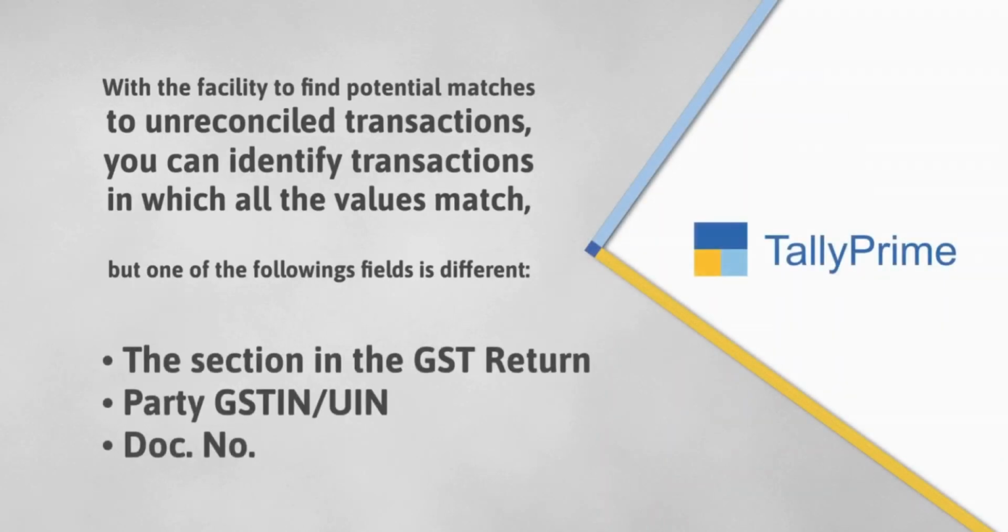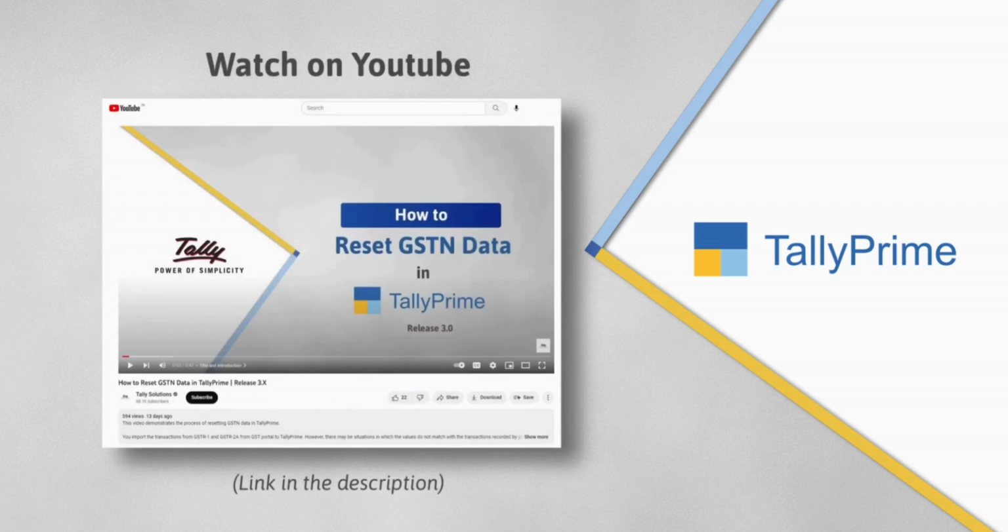As demonstrated, the facility of potential matches for reconciliation helps you identify transactions in which all the values are matching, but there is a mismatch due to section, party GSTN or UIN, or document number. You can easily take actions to reconcile those transactions. Now, it can happen that you identified some errors in transactions, or you might have imported wrong transactions. In such a case, you can reset GSTN data. To know how to do it, watch our video How to Reset GSTN Data in TallyPrime.